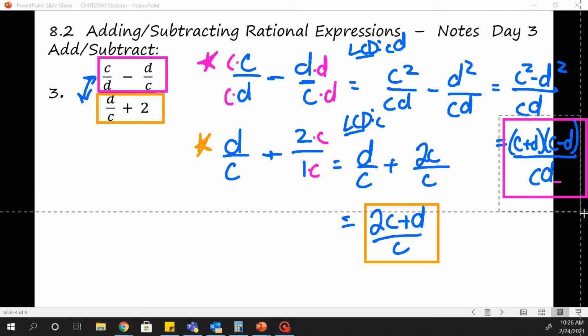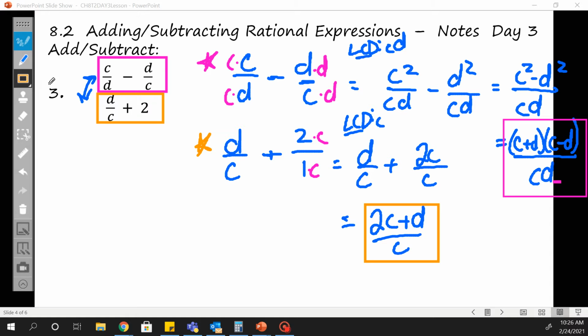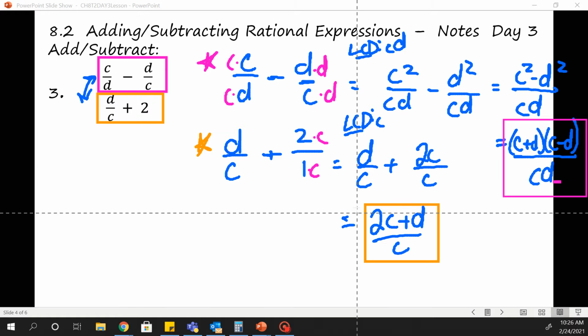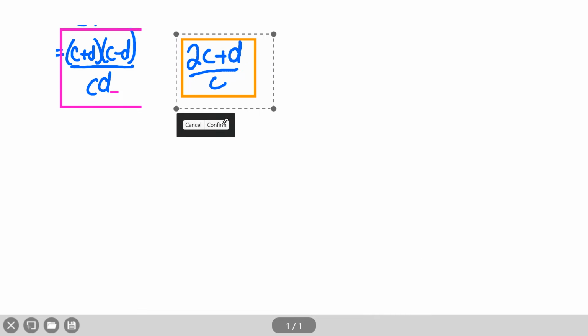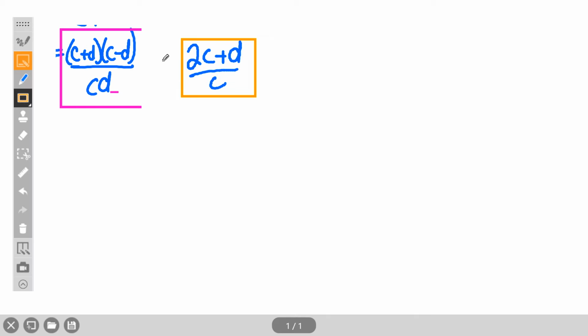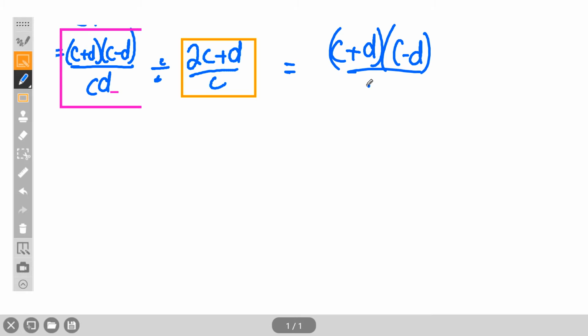So what we have now is c plus d, c minus d over cd, and then divided by this, which is my denominator, 2c plus d over c. So I can change this to a multiplication problem by switching the numerator and denominator of the second fraction. It becomes c over 2c plus d.